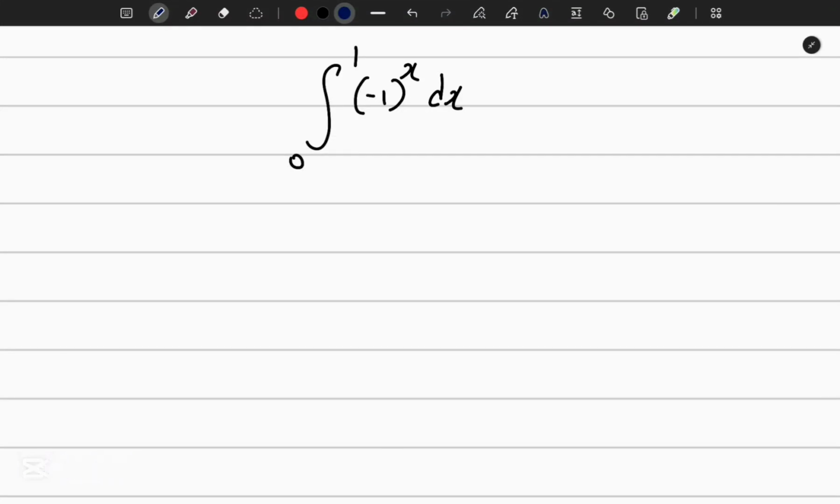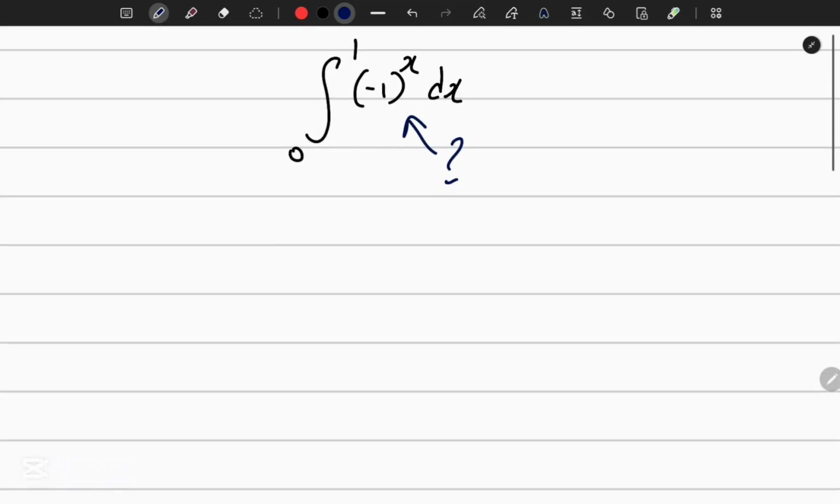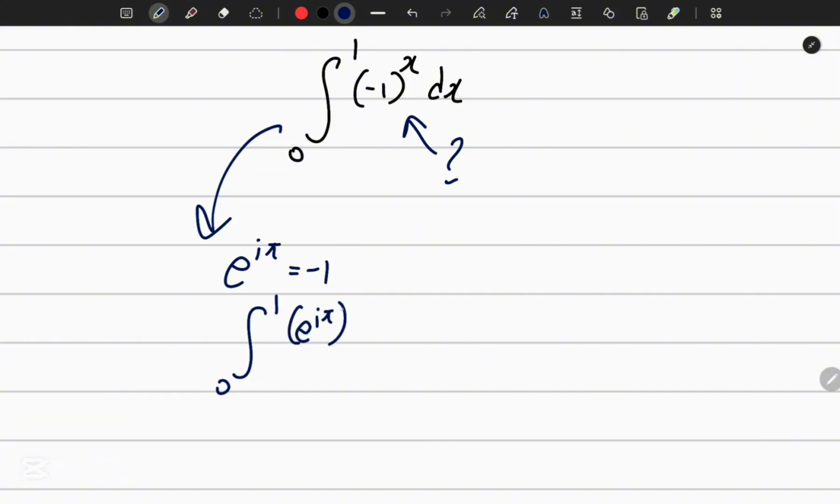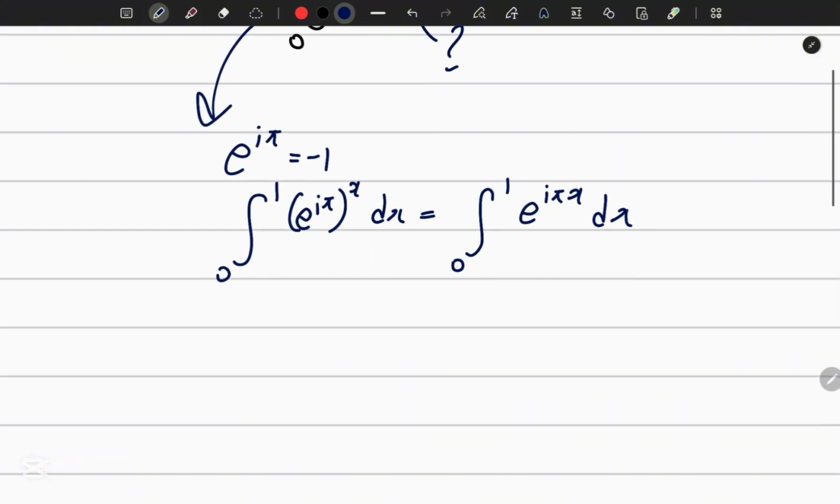So in this video I'm going to evaluate this integral problem, right? So let's evaluate this. I know that e to the iπ is minus 1, right? So I can plug that here. The integral from 0 to 1 of minus 1 to the power x dx is e to the iπ to the power x dx. This is equal to the integral from 0 to 1 of e to the iπx dx, right?